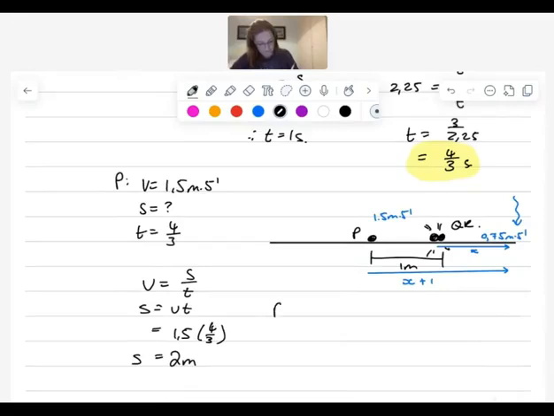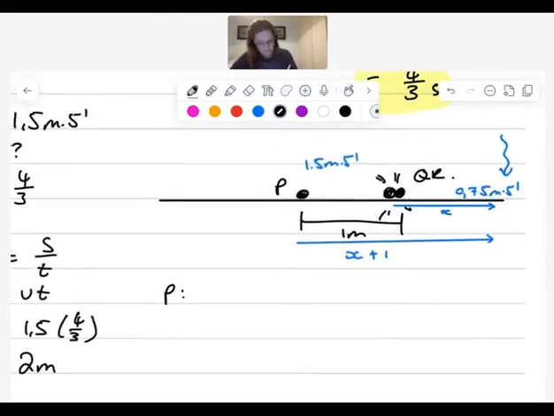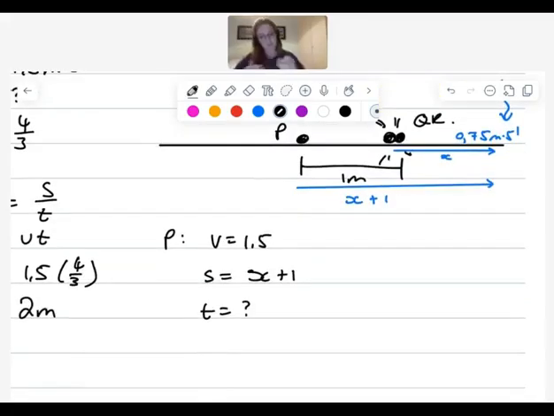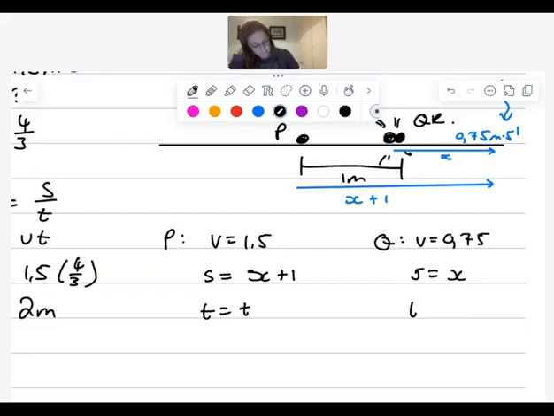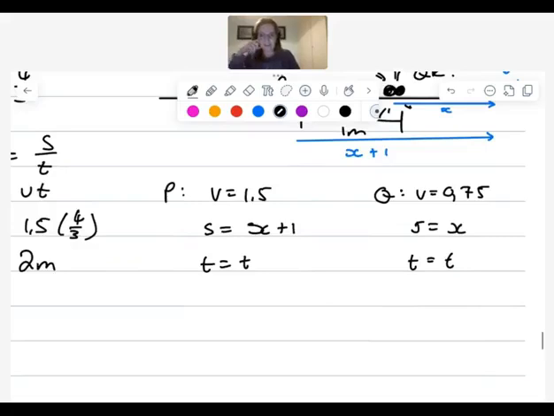Okay, so P, the velocity is 1.5, the distance is x plus 1, and we don't know the time. But the time that they're going, it's going to be the same time. So let me actually make that t. Okay, simultaneous equations, or let's first actually set them up. So 1.5.